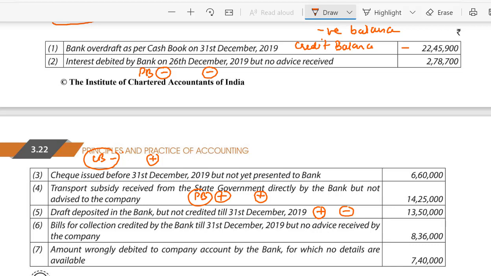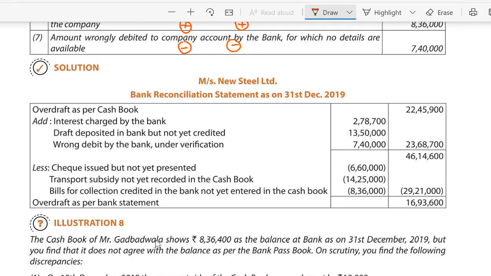Point number 6, bills for collection credited by the bank till 31st December but no advice. So in the bank it is plus, in the cash book it's nothing, so in the cash book it should be added. Amount wrongly debited to company account by the bank for which no details are available. So the banker has done minus. In the cash book also we will need to do what? Minus.